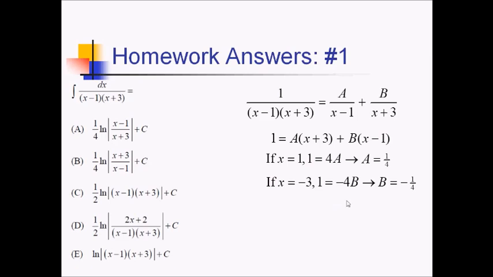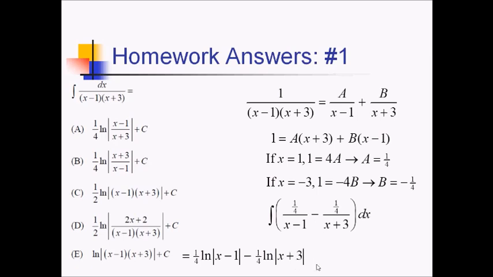Now I'm going to substitute these back in up here so I can actually split up this fraction inside my integrand. So I'm going to rewrite this as 1/4 over x minus 1 minus 1/4 over x plus 3. And now I can actually go term by term and take the antiderivative using ln. So for this first one, I've got 1/4 ln absolute value of x minus 1. Next, I have minus 1/4 ln absolute value of x plus 3. And don't forget your plus C.